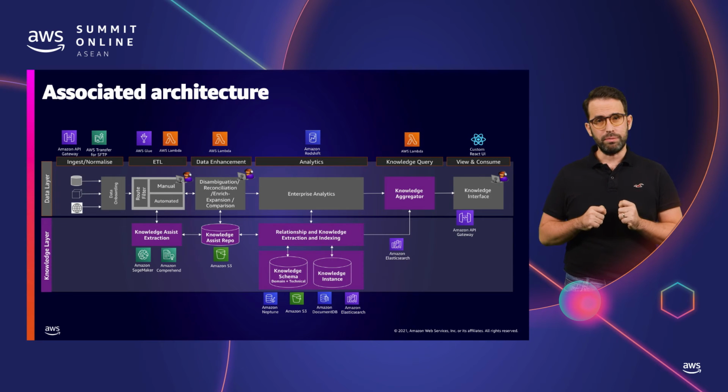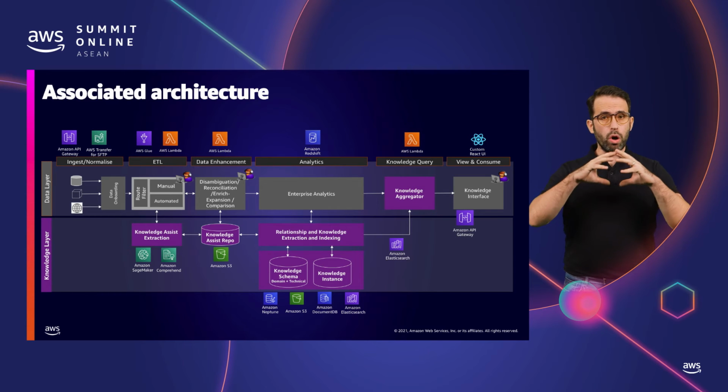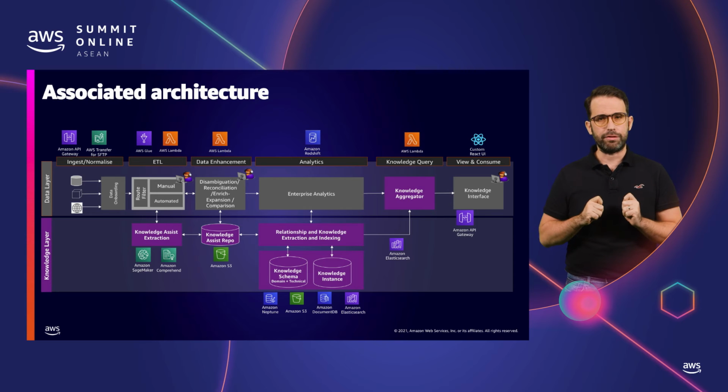In terms of architecture, we have leveraged a traditional data layer composed of an ingestion, an ETL, a data enhancement, and an analytics block, and both a knowledge query component and a user interface. The specificity of our system relies on the second layer, the knowledge layer, that we have created specifically for our knowledge representation and management. This layer is composed of the following: the knowledge extraction block, where the raw text is extracted, analyzed, and classified into fact and structured data.